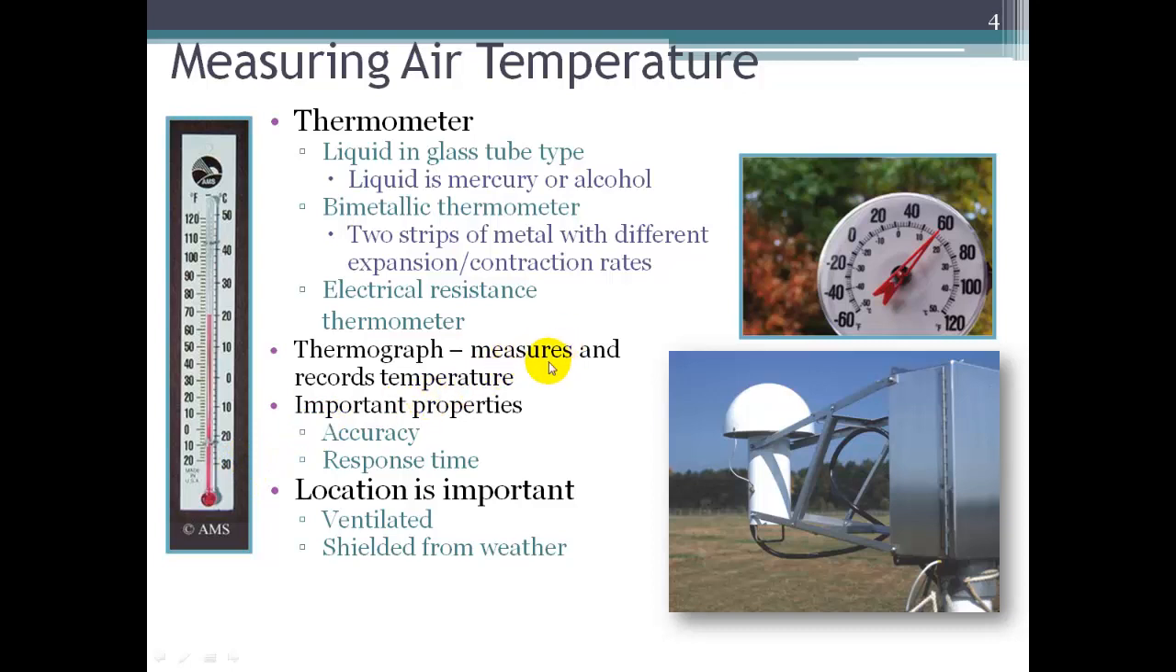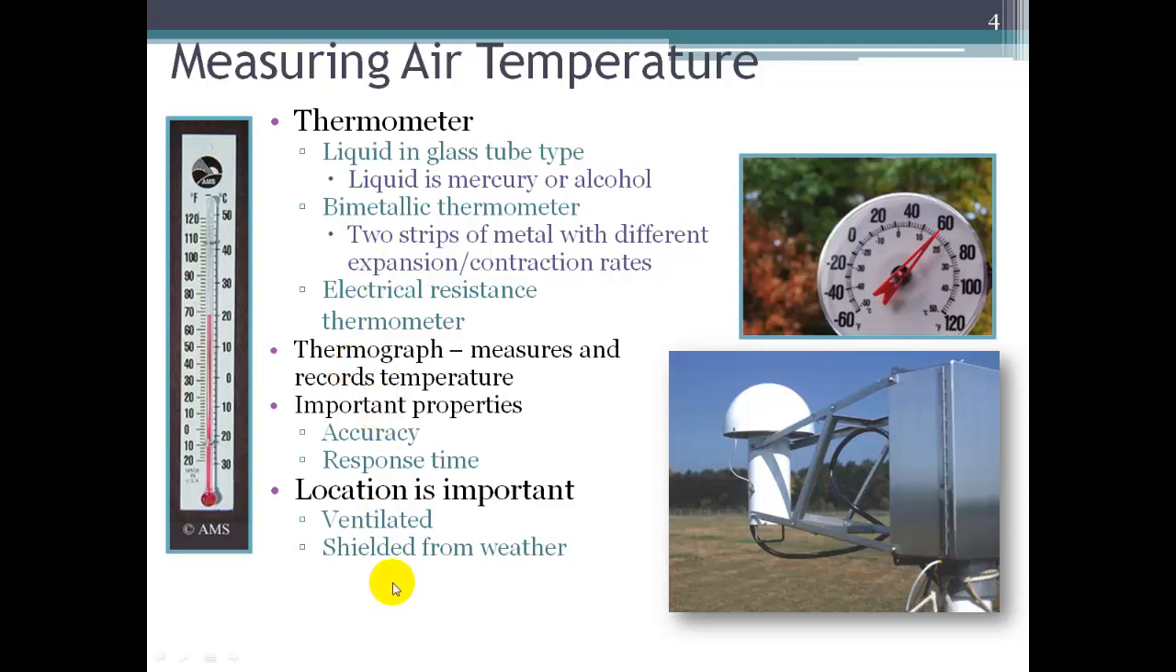We also have bimetallic thermometers, which use two different types of metal that have different expansion and contraction rates and can cause a dial to move, like you see in this type of thermometer. Electrical resistance thermometers are thermocouples. These are what are typically in thermostats in your house or in radiosondes that go up into the atmosphere to record temperature and so on. A thermograph, which we don't see a picture of here, is similar to the device you may see that measures the Richter scale. It's got a piece of paper inside and there's a needle that records the temperature throughout time.